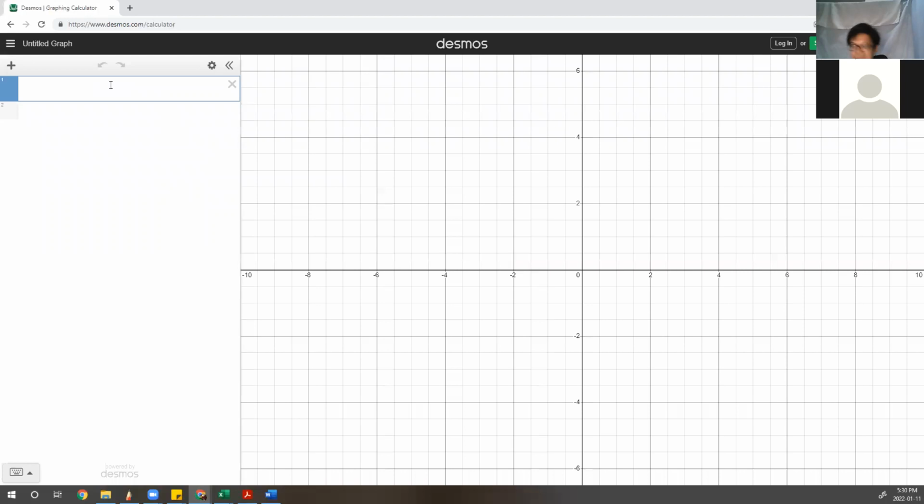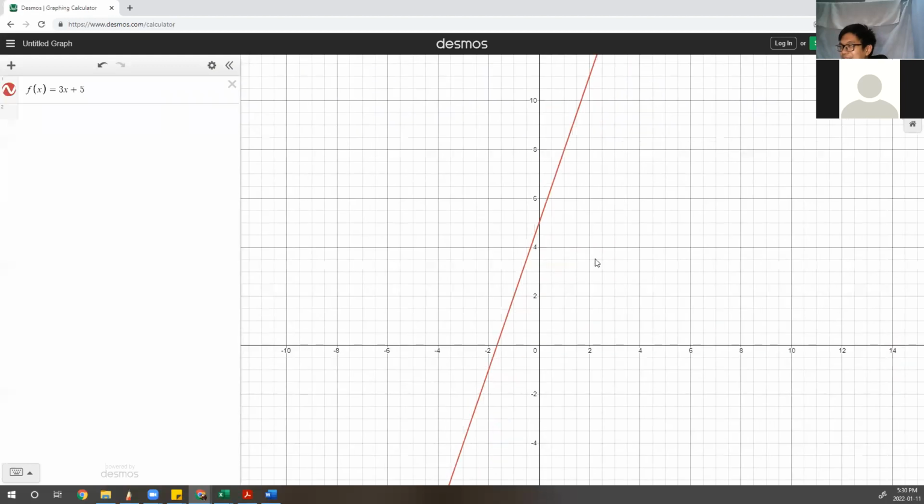3x plus 5, right? See, the gradient will not be changing for every point of it. See, so the gradient is always 3. How about the next question?